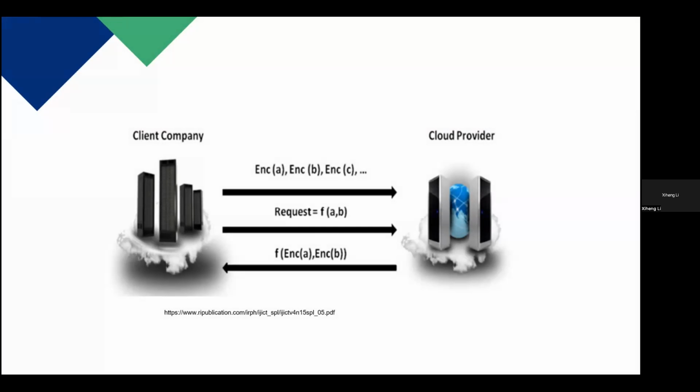This picture reveals the process in a more interesting way. Firstly, the client company sends the encrypted data such as encryption A, encryption B, and encryption C to the provider and sends a request to ask the cloud provider to calculate F(A, B) for the client. The cloud provider stores the encrypted data for the client and calculates F(A, B) with only the ciphers of A and B without knowing their plain texts. Then the result will be sent back to the client who has the key to decrypt. HE is an important stone in cloud computing security.